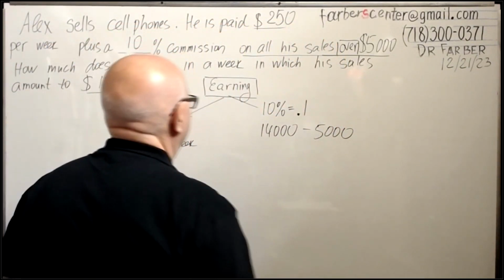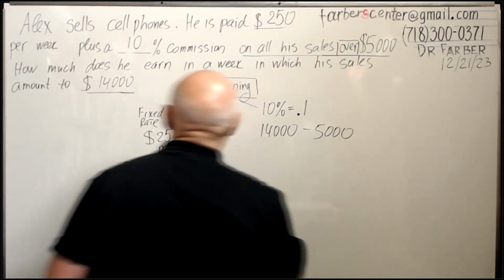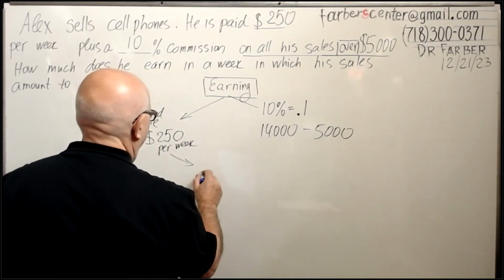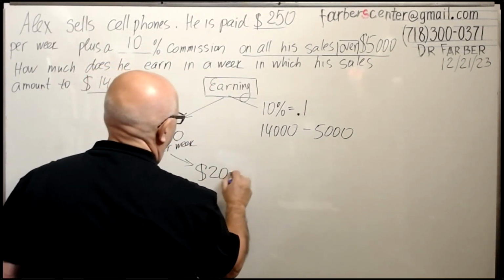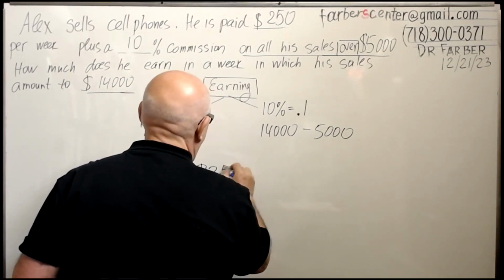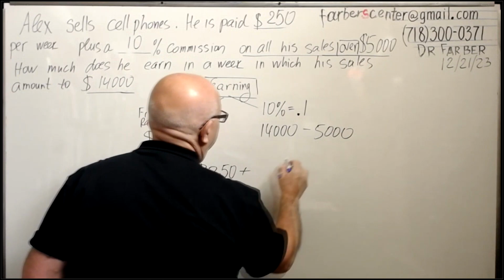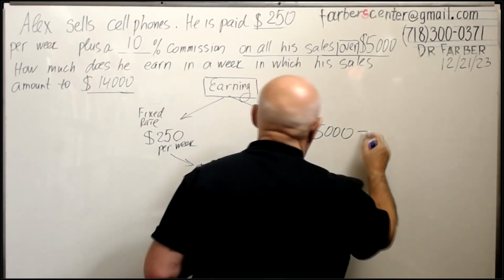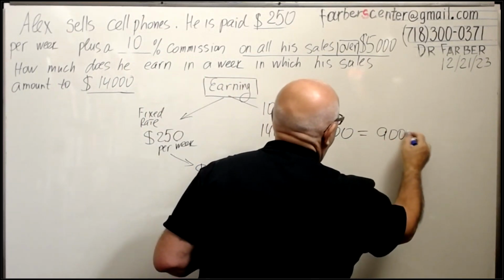And now, complete this graph. What is it? It will be 250, this fixed rate, plus, what is it? It's 9,000, right? 9,000.